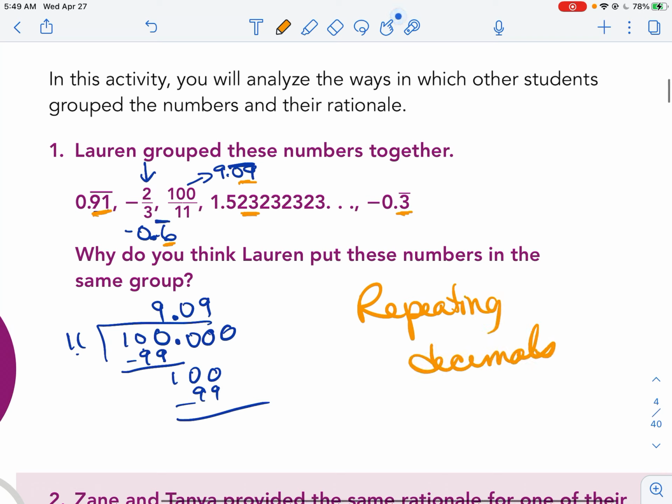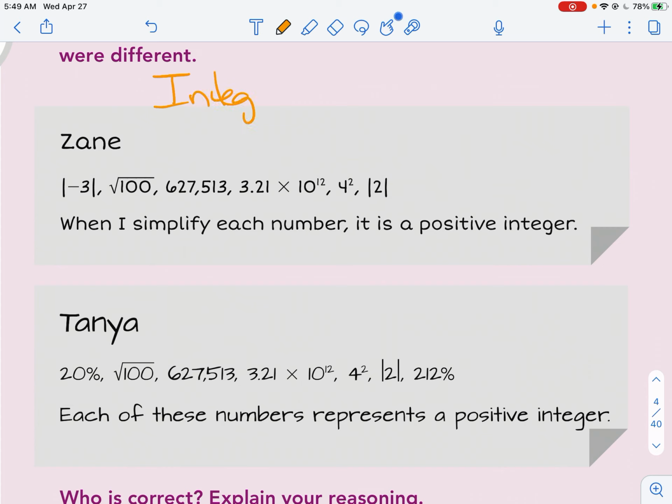Okay, Zane and Tanya say that these are both positive integers. I'm not sure if you remember what an integer is. Integers are negative and positive numbers that don't have fractions and decimals. The real definition is a whole number and its opposite. So, if I was to take the absolute value of -3, I would get 3.